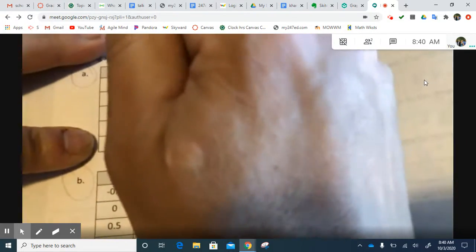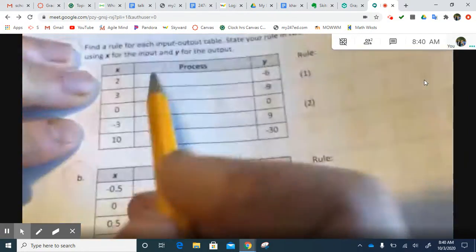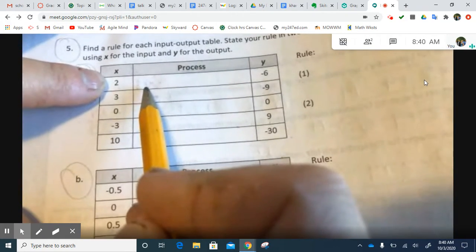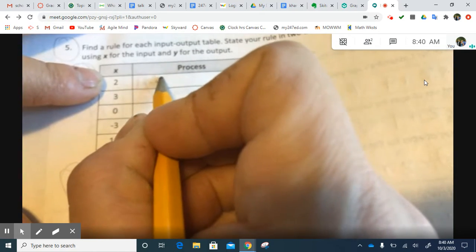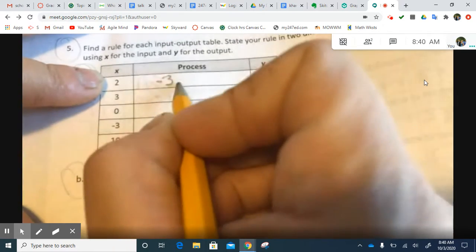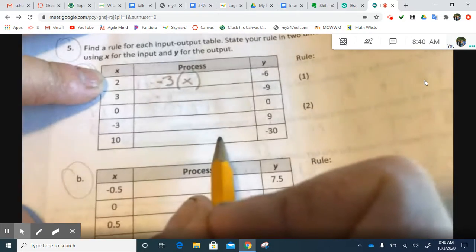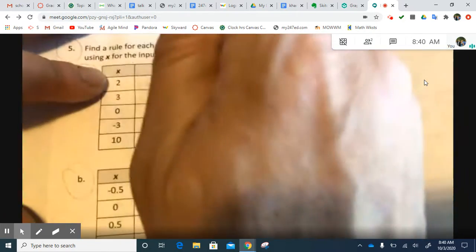Okay. So we are going to take our input, X, and we're going to multiply it with a -3. So the way we write that is we're going to put the number first, -3, and then we're going to multiply it with X, which is 2. Oh, so actually for the process, we should be putting the 2 in there.